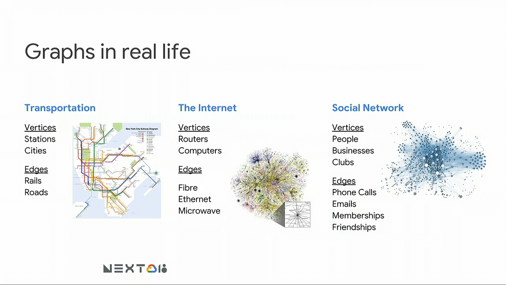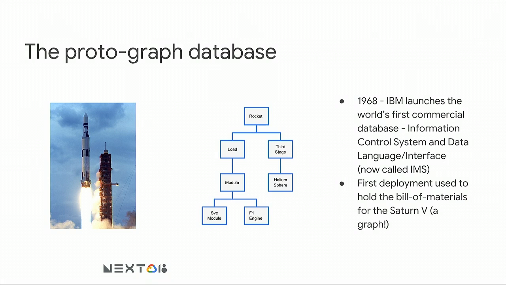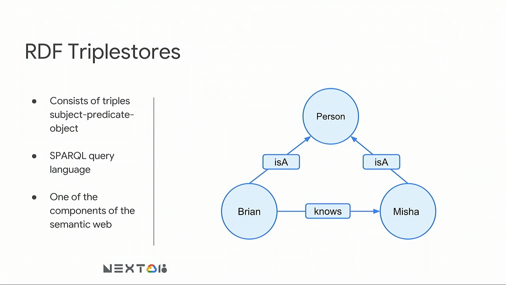Transportation networks can be modeled as graphs. Computer networks and IoT can be modeled as graphs. The canonical social network that we're all familiar with can be modeled in a graph. Interestingly, the first commercial database, IBM's IMS, modeled a graph as a bill of materials in the late 60s for the Saturn V project.